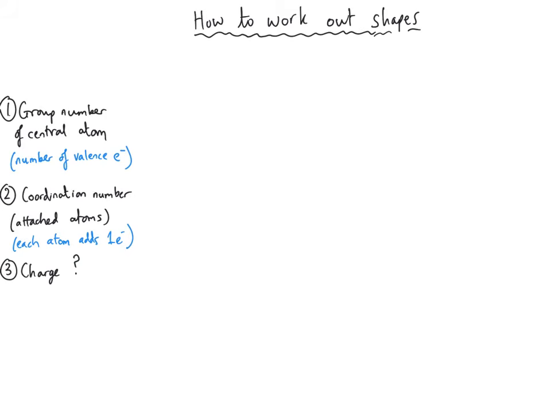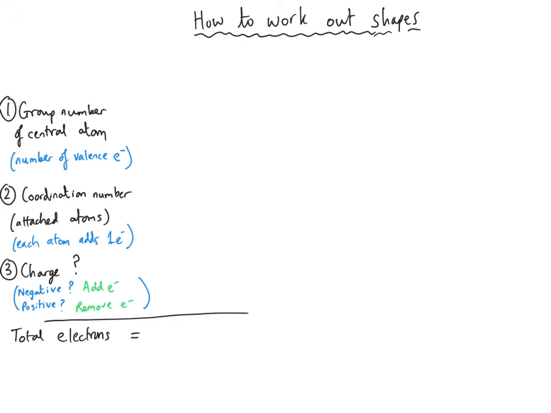And then we need to look at the overall charge of the molecule and take that into account, because if something is positive, we need to take away an electron, and if something is negative, we need to add an electron, or more than 1 electron if something is 2+ or 3+ or 3-, etc. When we add all those three numbers together, that will give us our total number of electrons that are involved in bonding or in the valence shell of the central atom. And then we divide this number by 2, because electrons always go around in pairs, and this tells us how many electron pairs there are around the central atom.